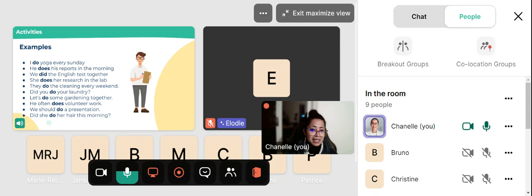So here we've got some examples that we can use. I do yoga every Sunday. He does his reports in the morning. We did the English test together. She does her research in the lab. They do the cleaning every weekend. Did you do your laundry? Let's do some gardening together. He often does volunteer work. We should do a presentation. Did she do her hair this morning?